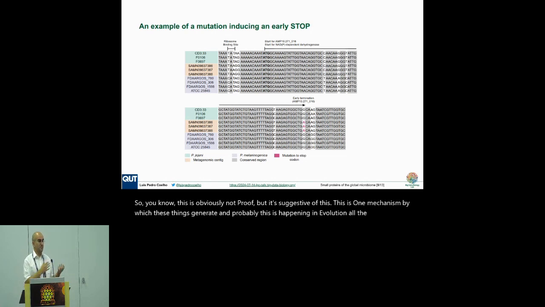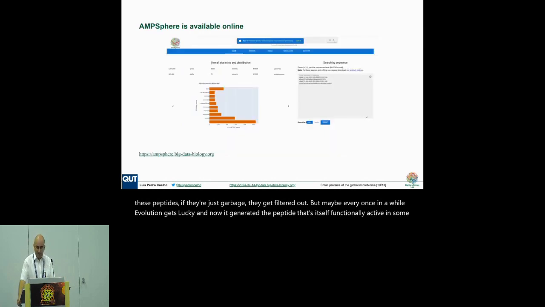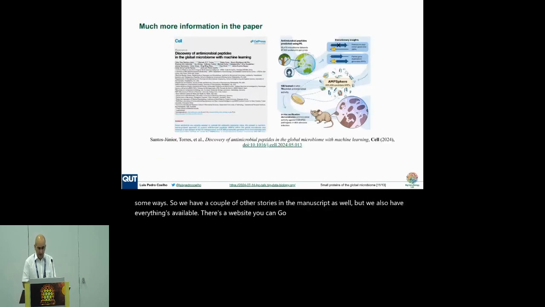And if these peptides are just garbage, they get filtered out, but maybe every once in a while evolution gets lucky, and now it generated a peptide that's itself functionally active in some ways. So we have a couple of other stories in the manuscript as well, and everything's available. There's a website you can go to. As I said, this was nice because in between getting the abstract in and today, the paper was published there.